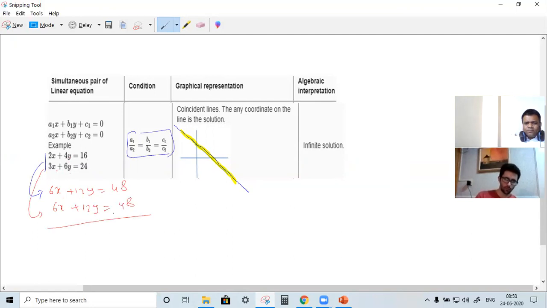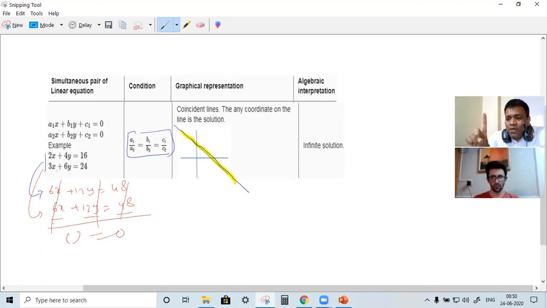Oh, you see what happened? Everything cut. In fact, both are the same equation. Am I right? Yes. It means you have only one equation. Both are the same equation means you have only one equation. You have one equation and two variables, so this cannot be solved. It cannot be solved by going the traditional way.